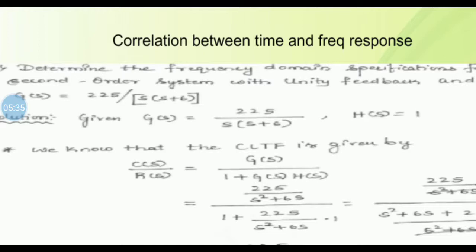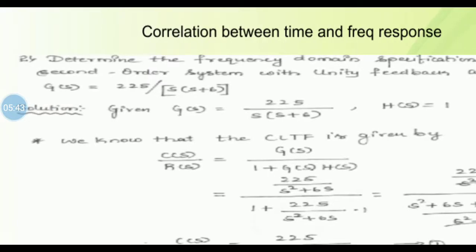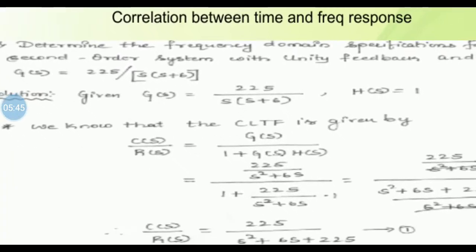So we'll go first. Given G(s) = 225 / (s(s + 6)), H(s) is 1. So we know that the closed loop transfer function is given by C(s)/R(s) = G(s) / (1 + G(s)H(s)), which is equal to 225/(s² + 6s) divided by 1 + 225/(s² + 6s) into 1.